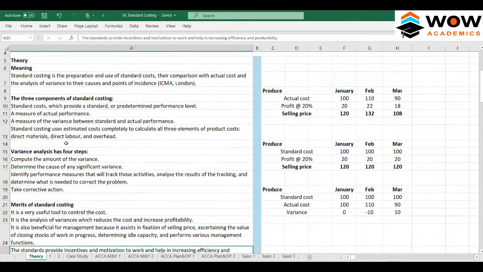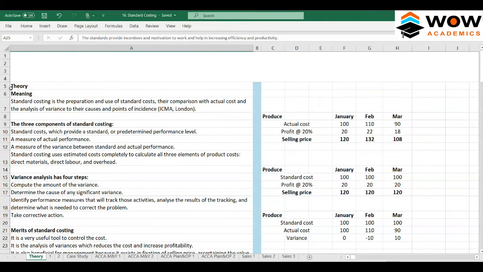So hope you got a good idea about what is variance. Now we'll move on to the components of standard costing. The first one is standard costs, which provide a standard or predetermined performance level. So that is the standard we have here. A measure of actual performance: what has happened in the actual, we compare the standard and the actual. A measure of variance between the standard and actual performance. So that is the variance.